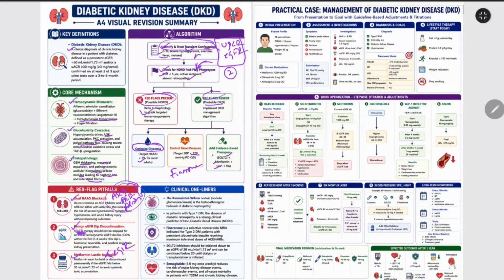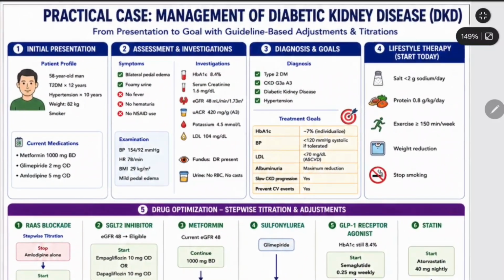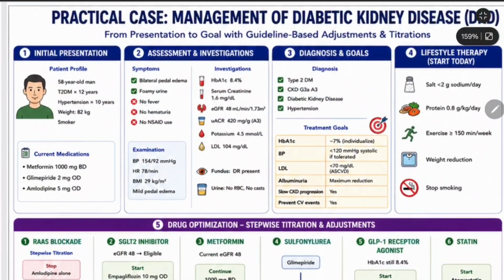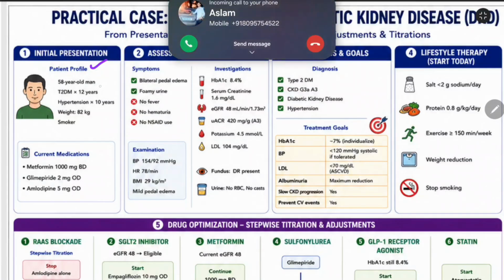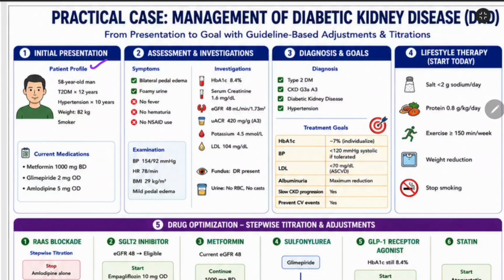Now we will discuss 2 practical case scenarios of diabetic kidney disease, and then we will end this topic. The first case scenario. So here is a patient, a 58-year-old man with type 2 diabetes mellitus of 12 years. So the diabetes is 12 years, which is more than 5 years, that you should know. Hypertension for 10 years.